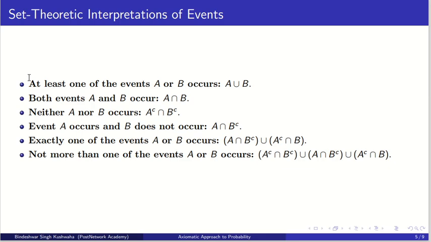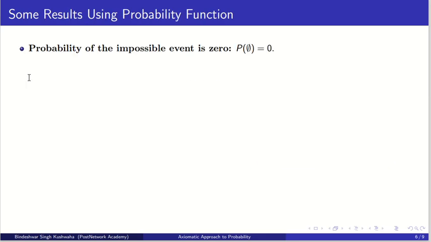Not more than one of the events A or B occurs. That means A complement intersection B complement, and you will take the union with A intersection B complement or A complement intersection B. We will use these concepts for calculating probabilities, and we will also do some numericals so that you will understand some results using the probability function.